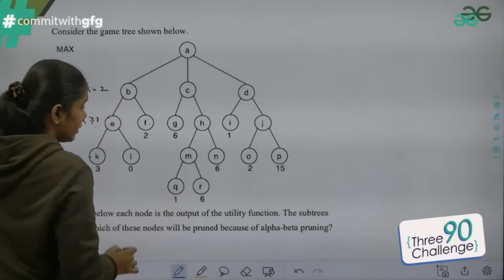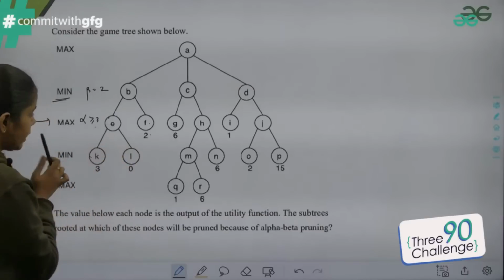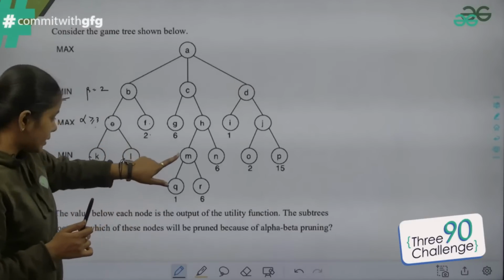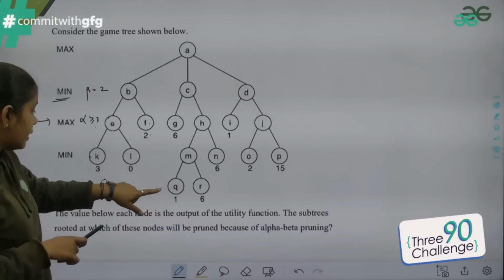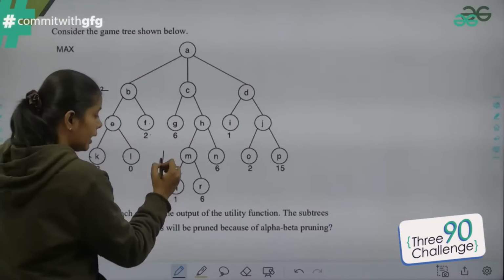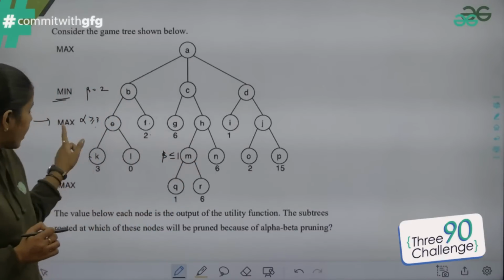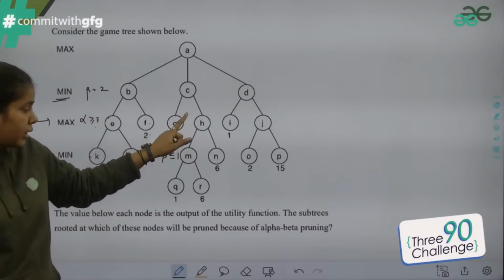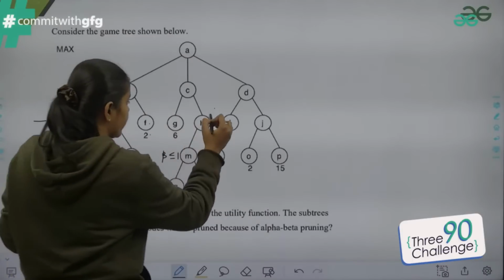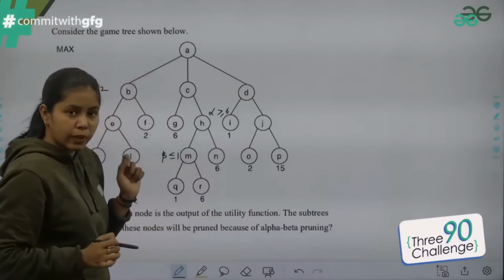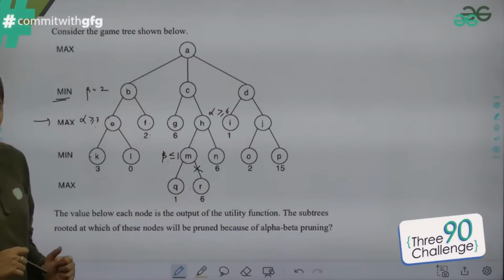Now I'll go here, right? If I look here at min, this m has to minimize, right? So you can see that here beta would be less than or equal to 1. But you can see that max has to maximize its utility, right? So here the value can be 1, here the value can be 6, so that means alpha should be greater than or equal to 6 because he would play this chance, not this one. So that means this r gets pruned because we do not require that for this utility.